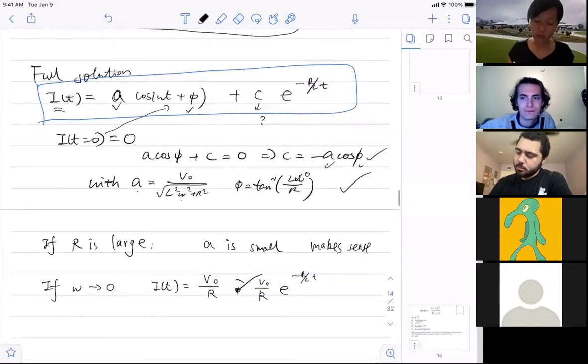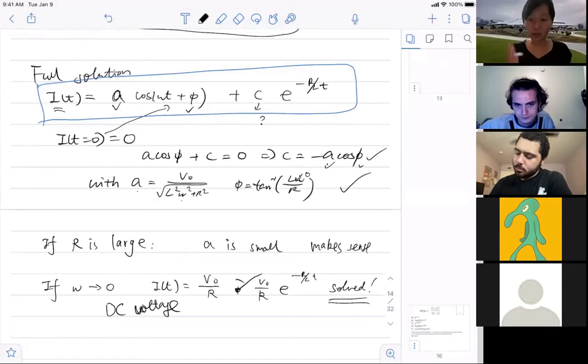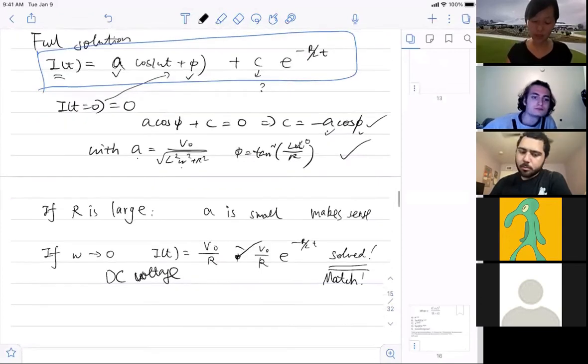Oh, so we have just seen this before. This is from our solution from the previous example. This is just like our DC current, a DC voltage. So they match, right? They match. So that's good. That makes sense.